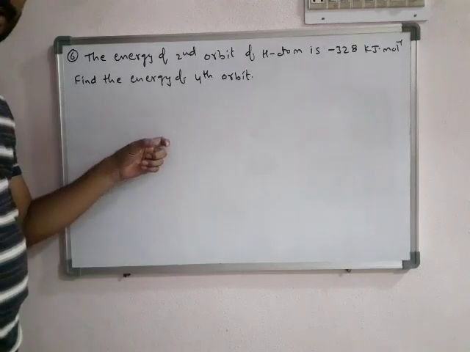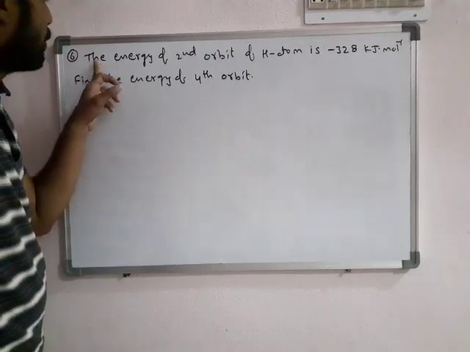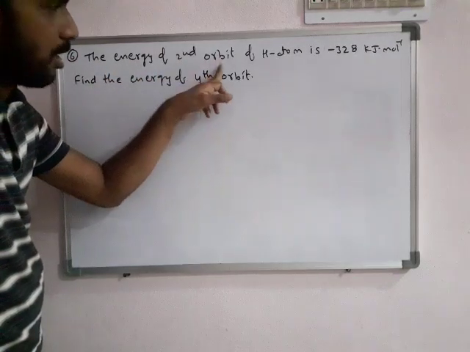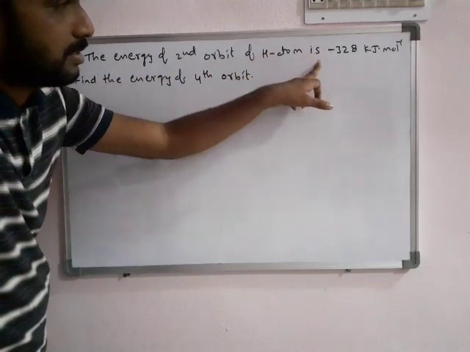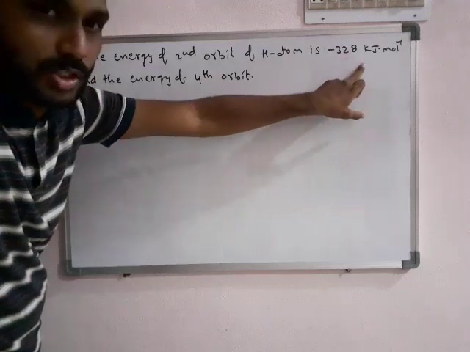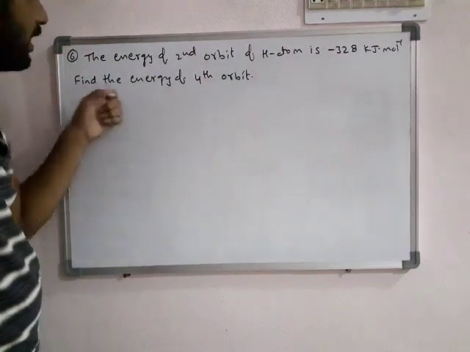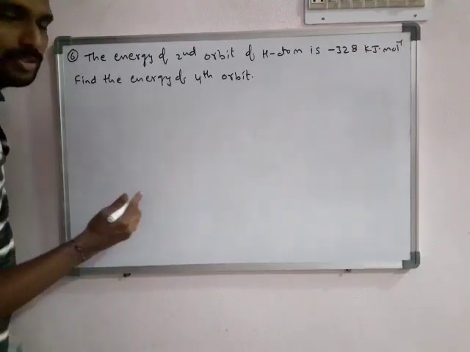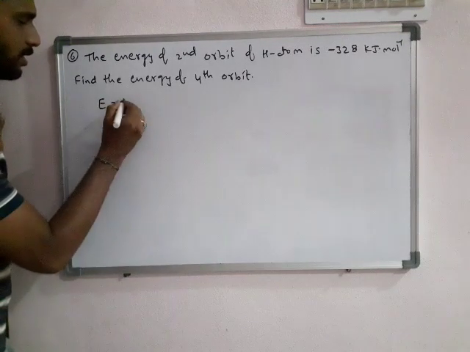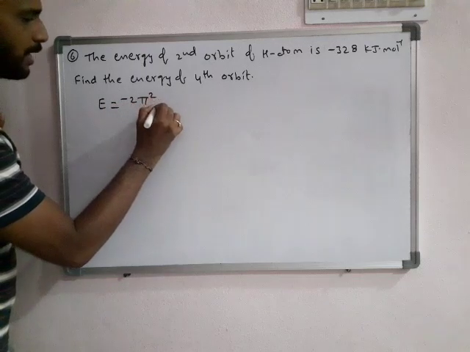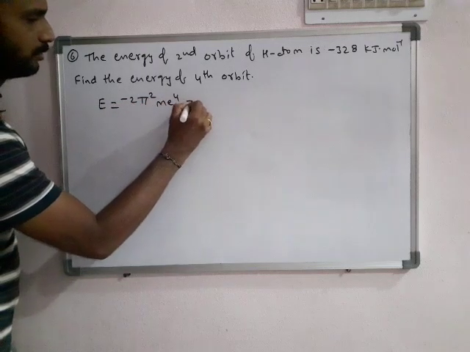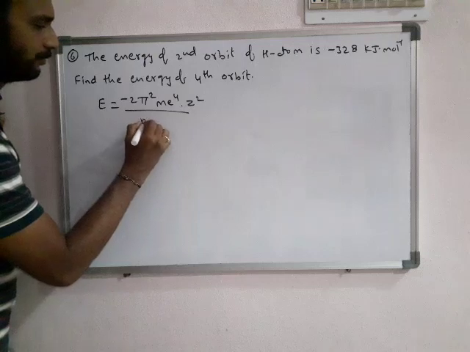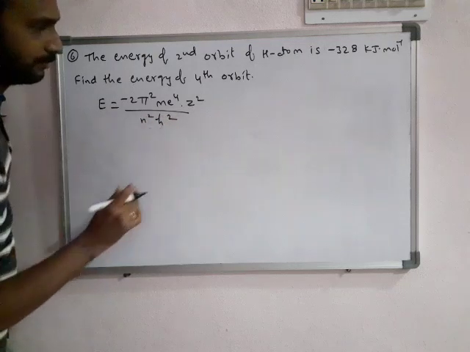Now see the problem based on energy. The energy of the second orbit of the hydrogen atom is minus 328 kilojoules per mole. Find the energy of the fourth orbit. We know the expression for energy according to Bohr. What is the energy expression? It is minus 2 pi square mu over 4 into z square by n square h square.